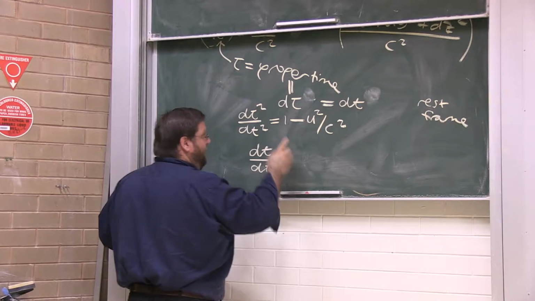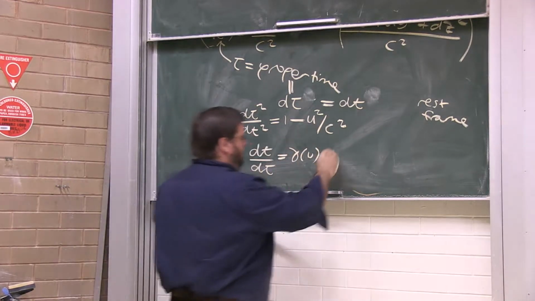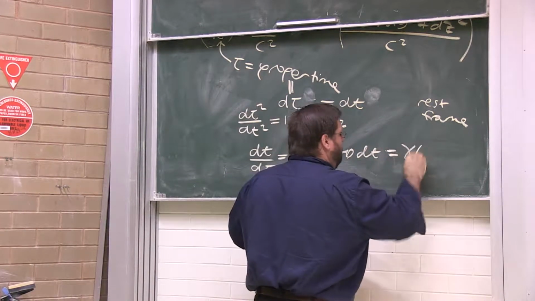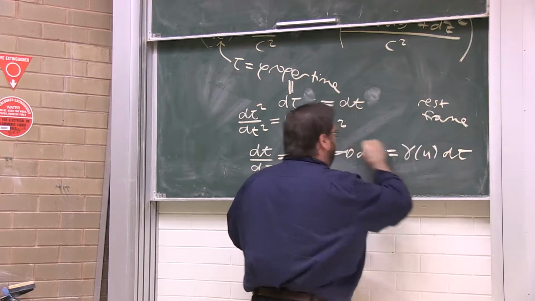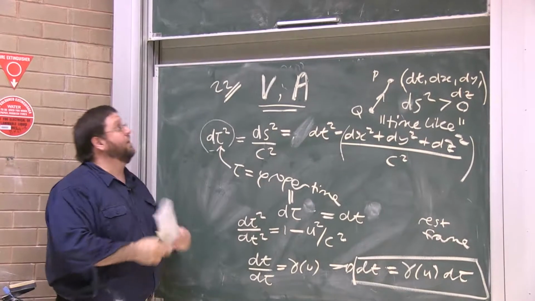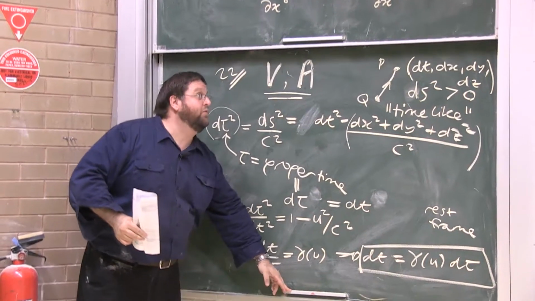This thing will become 1 over the square root of, which is just the gamma factor. Hence, dt equals gamma d tau. But this is time dilation. Moving clocks run slow by a factor of gamma. Yep. We've just very swiftly derived time dilation.